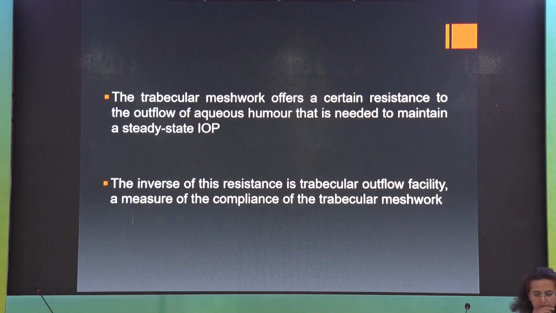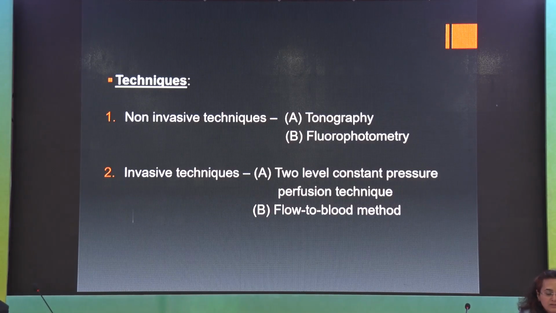Trabecular outflow facility, all are aware what is the outflow facility, but what is important, it is a pressure dependent mechanism. The trabecular meshwork offers a certain resistance to the outflow of aqueous humor, and it's the reciprocal of this resistance that tells us what is the trabecular outflow facility. The techniques, non-invasive ones, are both tonography and fluorophotometry. Invasive techniques are more with animal experiments and are more invasive in nature.